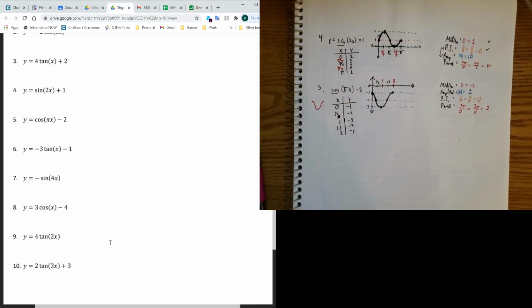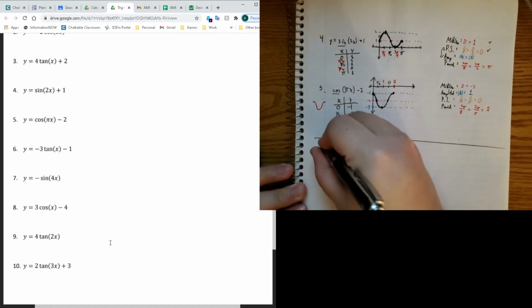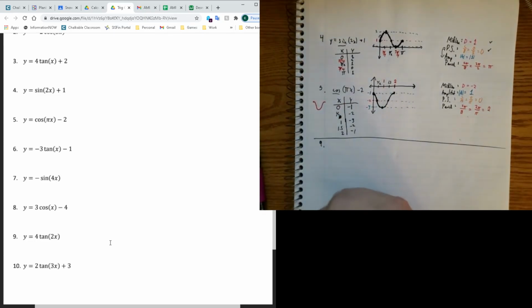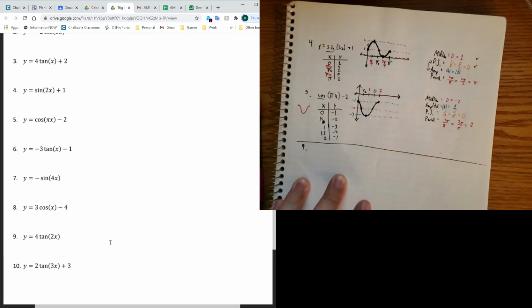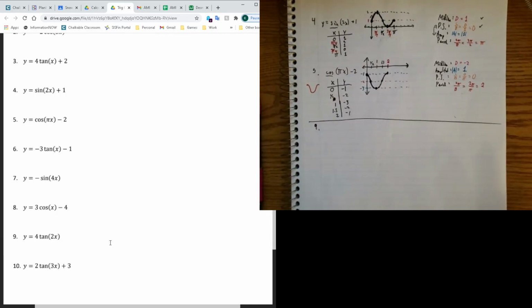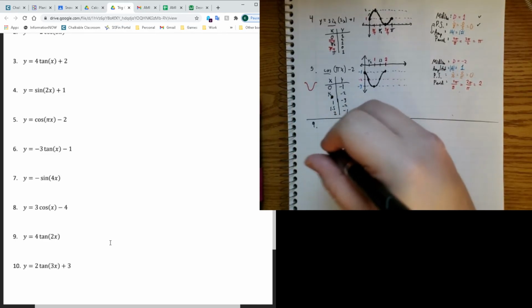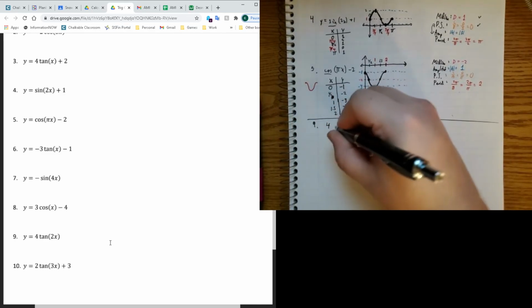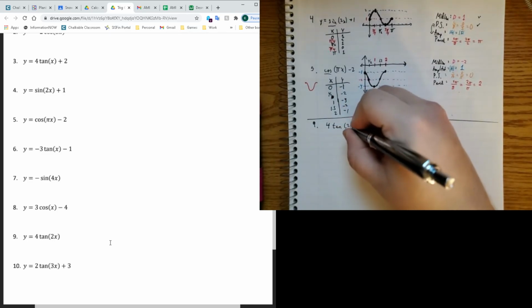All right, last one. I'm going to skip to number 9. The reason being is I have not done a phase shift one with tangent. I don't think I did. No, I didn't. Okay, so yeah, let's go to number 9. So number 9 says 4 tangent of 2x.